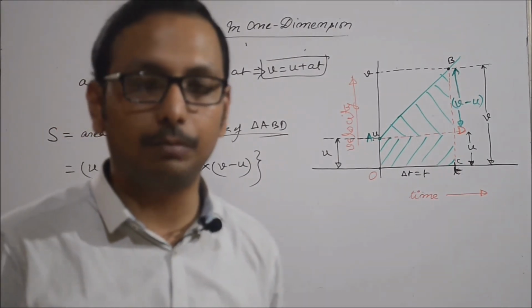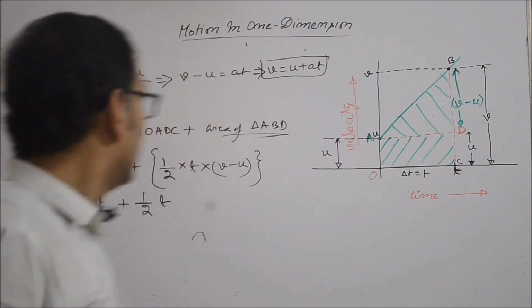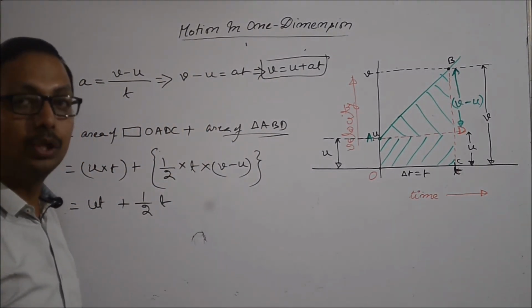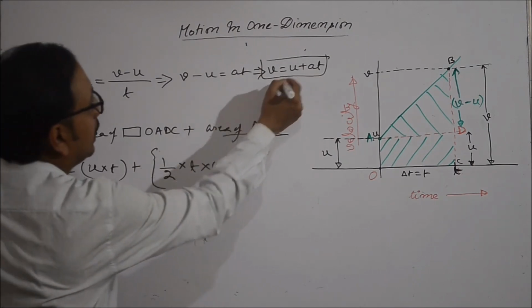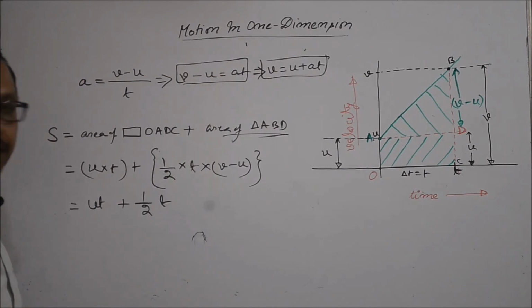Otherwise it will be a very big problem. Don't just look and go off to do other things, please. So I hope you have copied that part. If you remember that part, I have written v minus u equal to at. Simple. From here only I can find out v minus u equal to at.